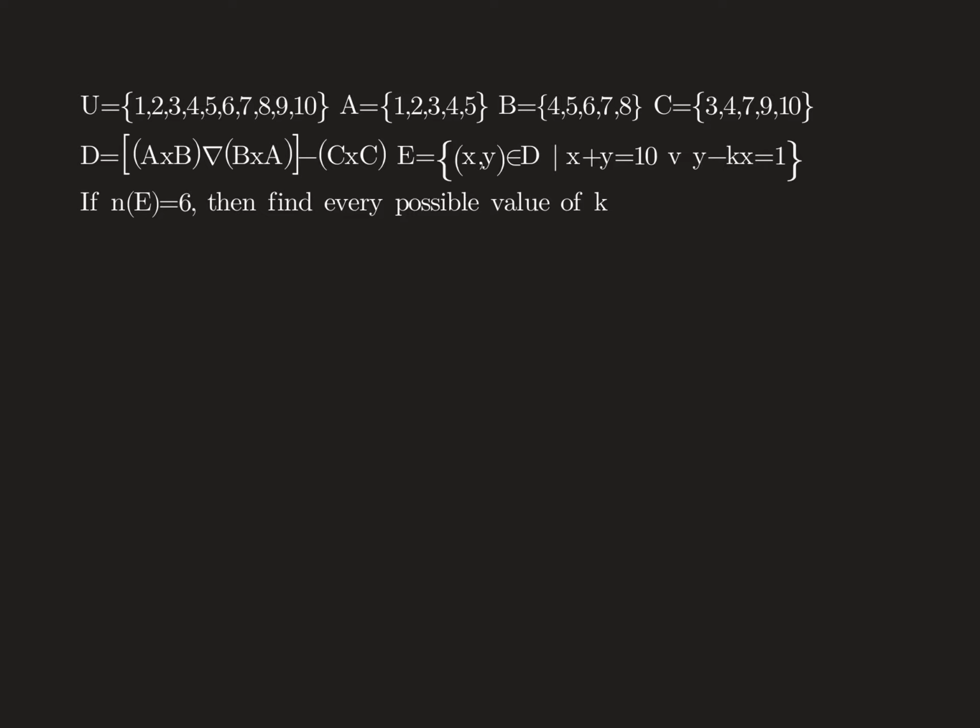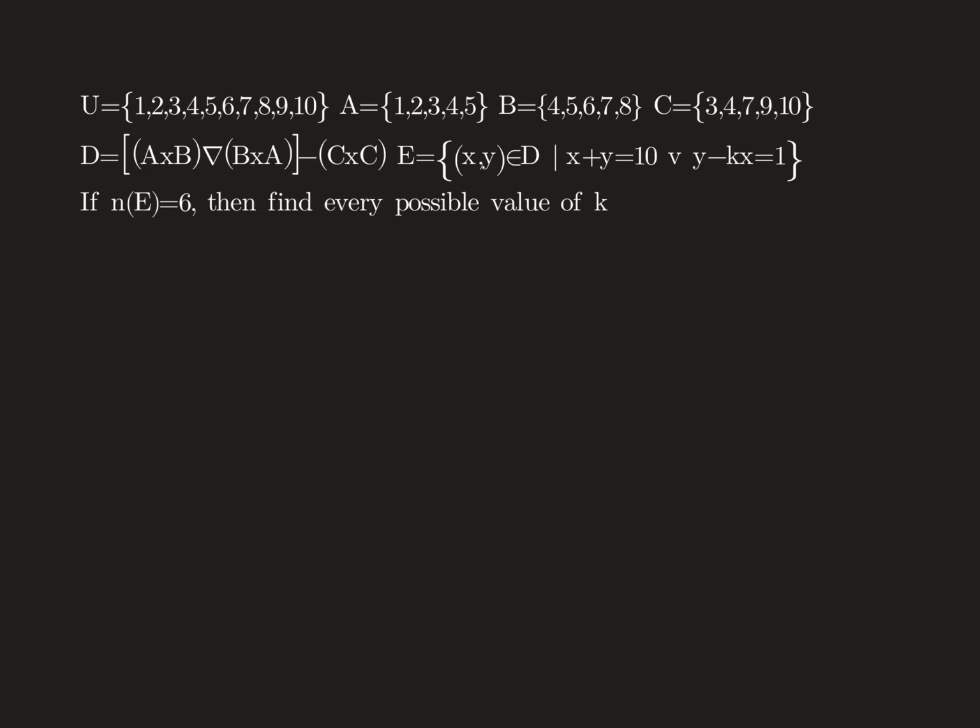Hi guys, so this is a problem about function and relation. U is a set composed of the integers 1 to 10, while A is also a set composed of the integers 1 to 5, B is 4 to 8, and C is 3, 4, 7, 9, and 10. Well, D is a set which is composed of A times B union B times A, then minus C times C.